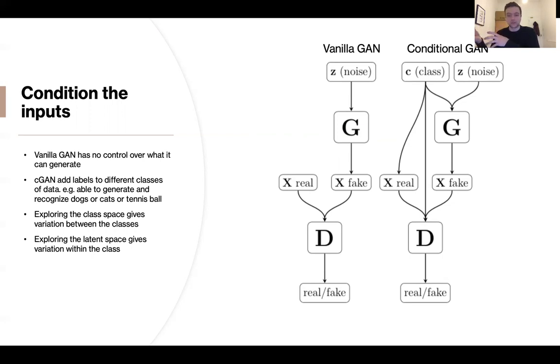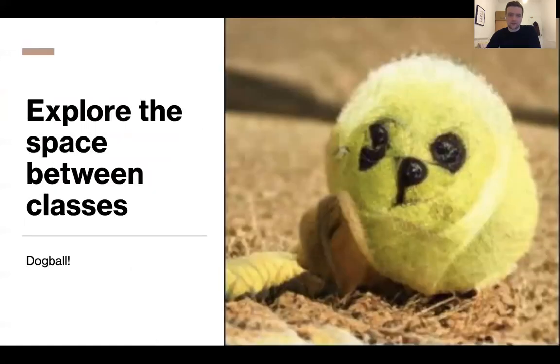But you can also keep this latent vector fixed and then vary the class label. So say you wanted something that's between two classes, between a cat or dog. And here's an example of that. So we have a dog ball as well.